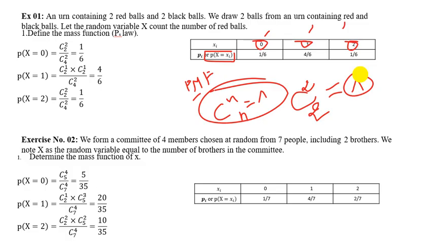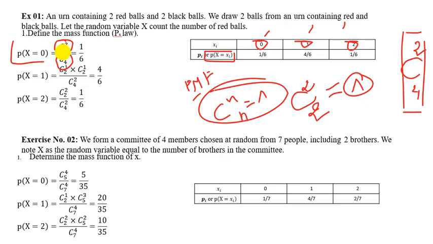This is the number of ways, the favorable outcomes, but we need to divide it by the total number of possible outcomes, which is drawing 2 from 4, whatever the color. So this is our omega. In the end we get P(X=0) is the combination of 2 from 2 divided by the combination of 2 from 4, which is 1/6. So we write here 1/6.